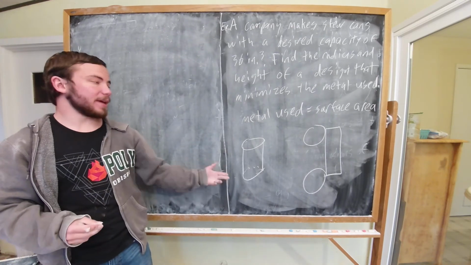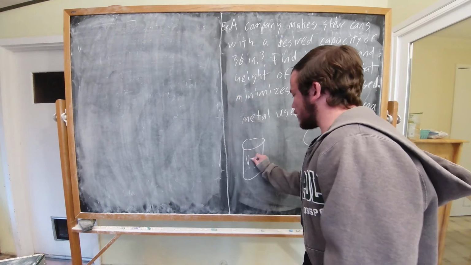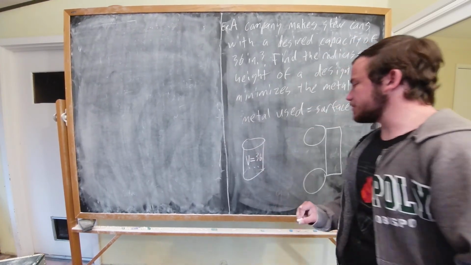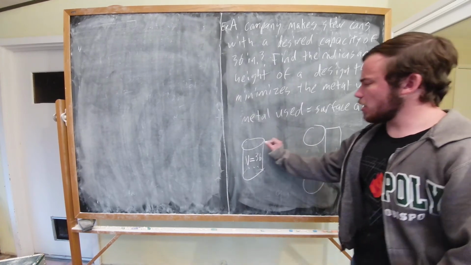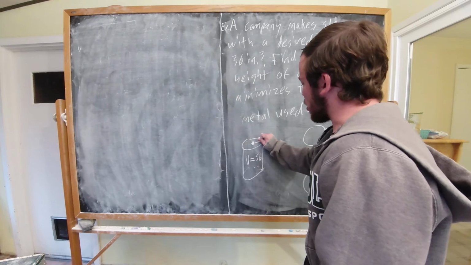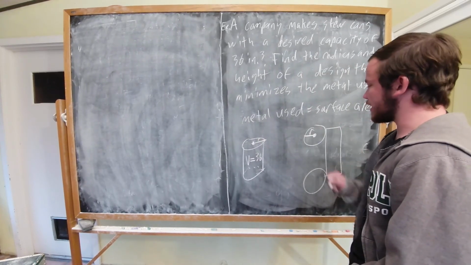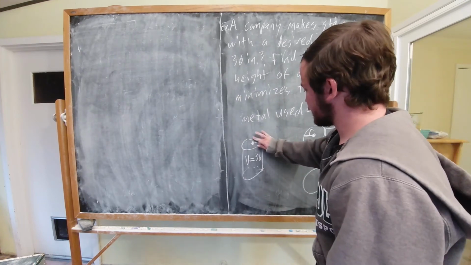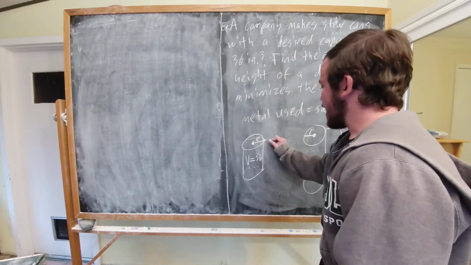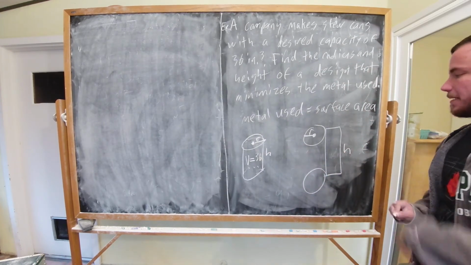Well, let's start by labeling. We know that the whole thing has a volume of 36 inches cubed. We know that it's going to have a radius, let's call it R. So this is the same R as that. And it's going to have a height H. So this is the same height as that.